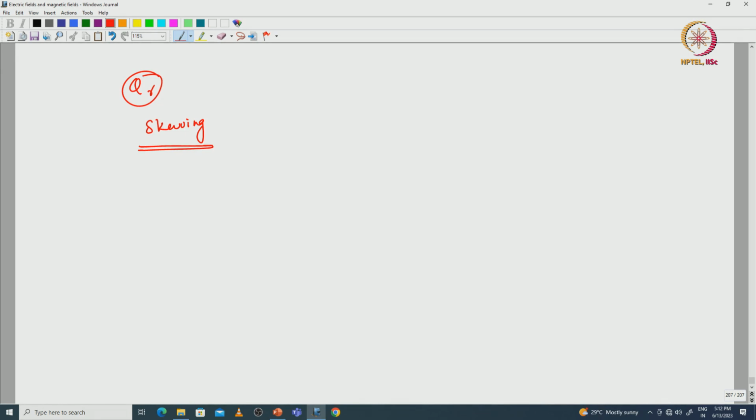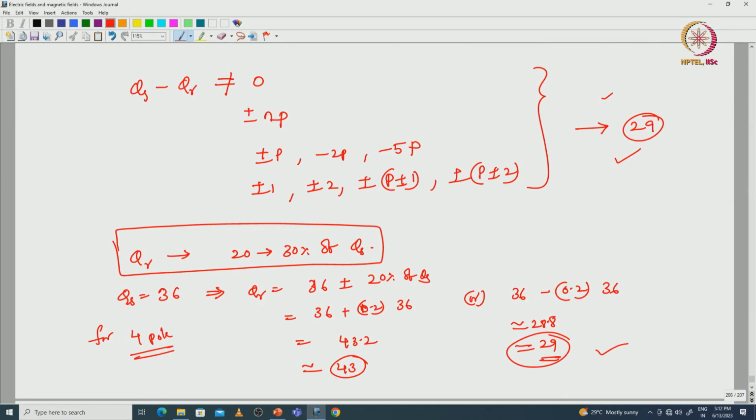So, with this I am concluding this lecture. In this lecture we have discussed how to find the rotor number of slots. This is the equation to find the number of slots, and we have also discussed how to find the air gap length.